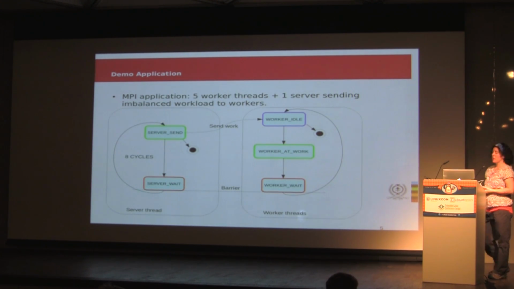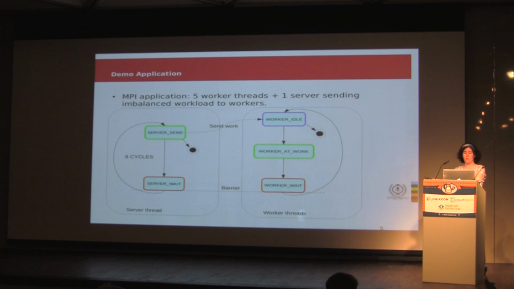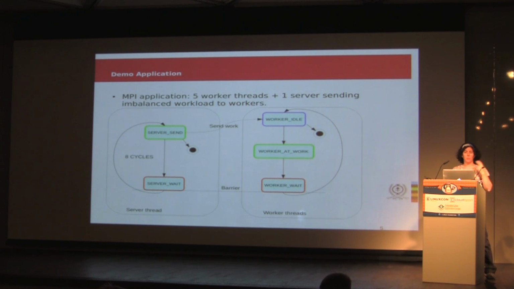First, just a presentation of the application that will be demoed. I traced an MPI application that has 6 threads: 1 server thread that sends an imbalanced workload to the workers and then waits for all workers to finish their work. There are 5 worker threads who receive a workload from the server, do the work, and then wait for everybody to be finished. When everybody's done, we start another cycle, and we have 8 cycles in the application.